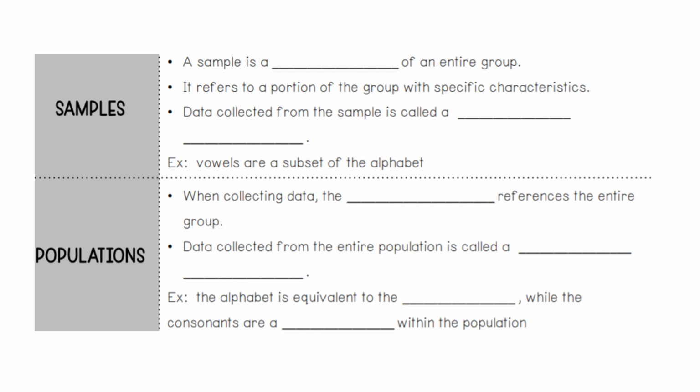Samples. A sample is a subset or subgroup of an entire group. It refers to a portion of the group with specific characteristics. Data collected from the sample is called a sample statistic. An example would be vowels are a subset of the alphabet, a small grouping of those.